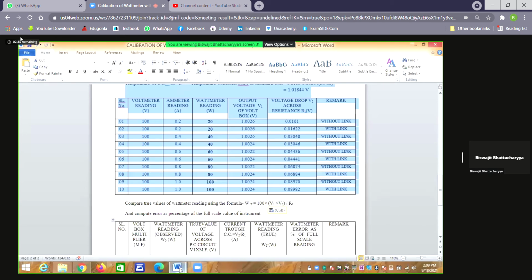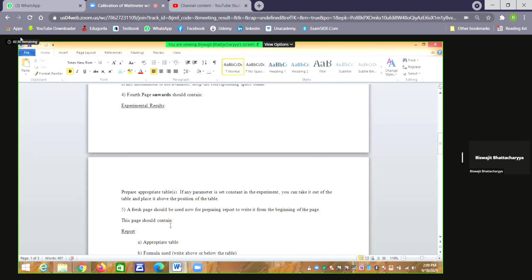Next, then after on the next page you are writing experimental result. Then what you'll do? Then a fresh page will be there.